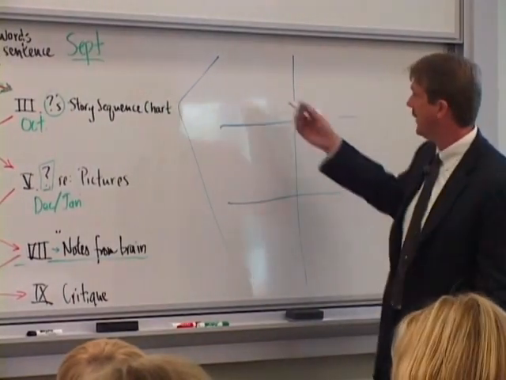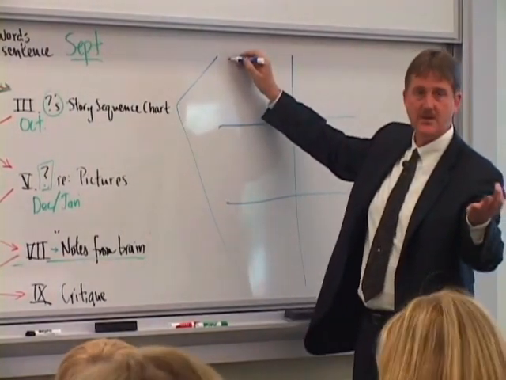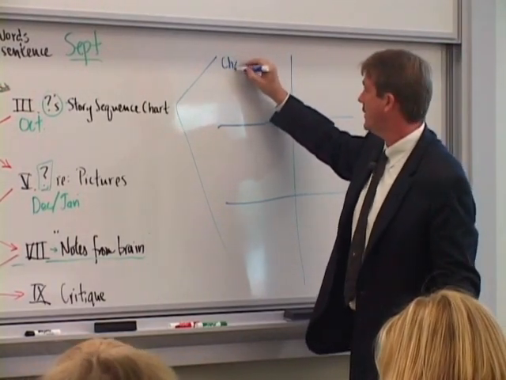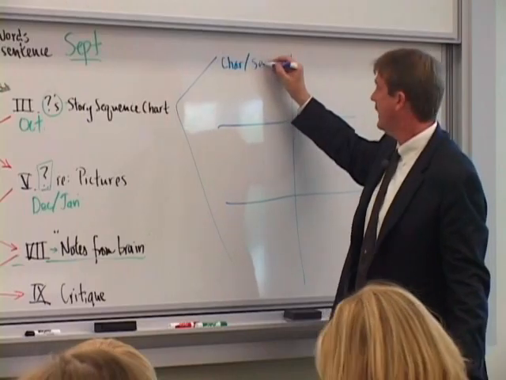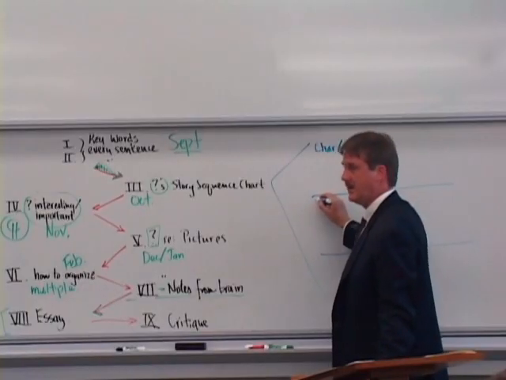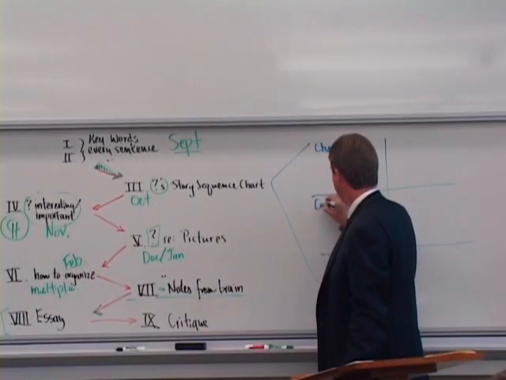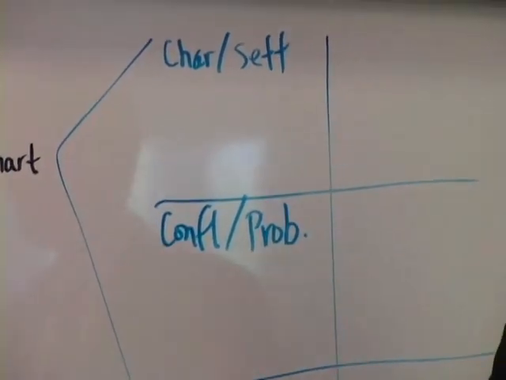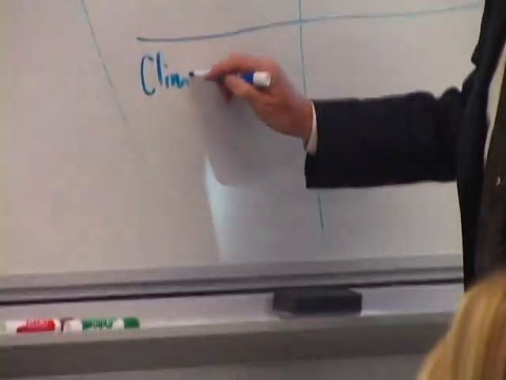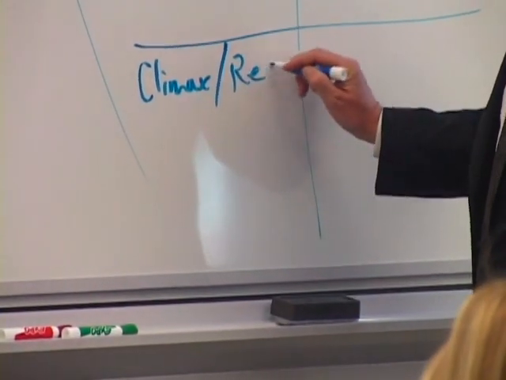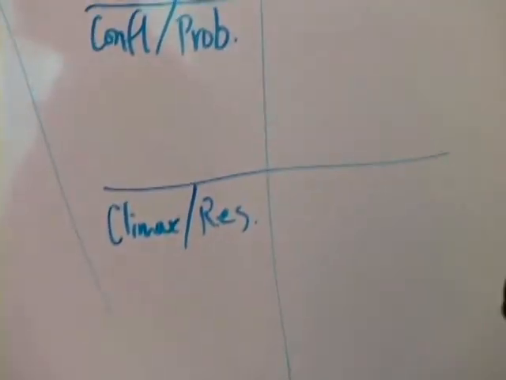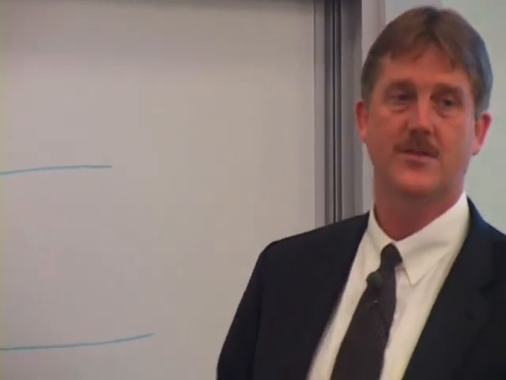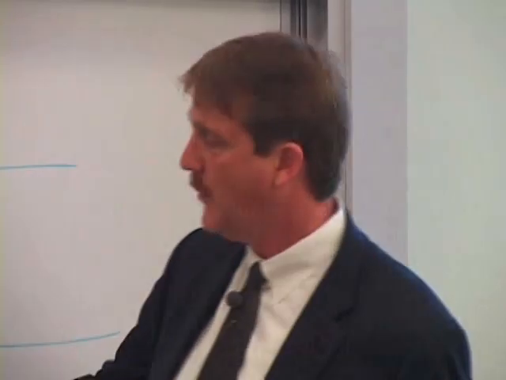And just to build it up very quickly, what's the first section? You should have this on the tip of your tongues right now. First part is characters and setting. Second part is conflict or problem. Third part is climax and resolution. Okay? Those are the 3 parts of the story sequence chart, and initially we could recommend a 3-paragraph story based on these 3 parts.